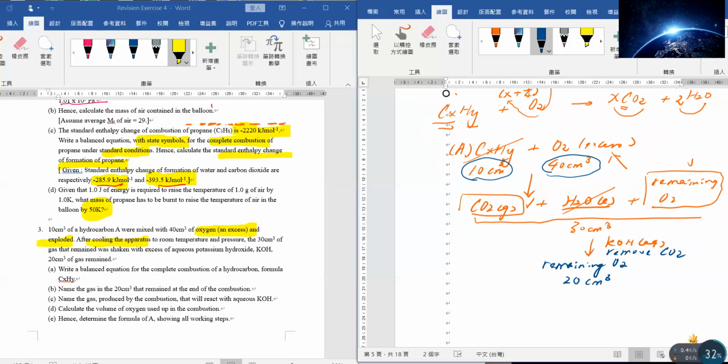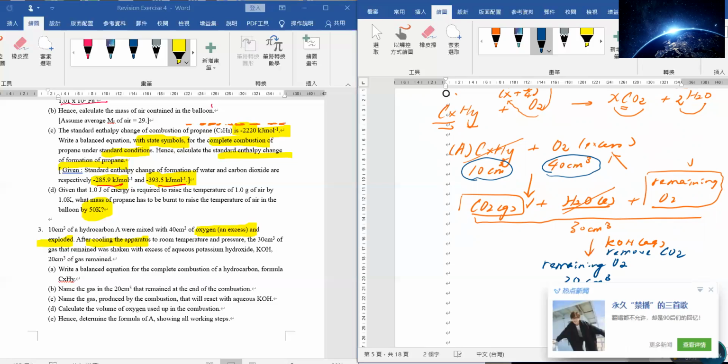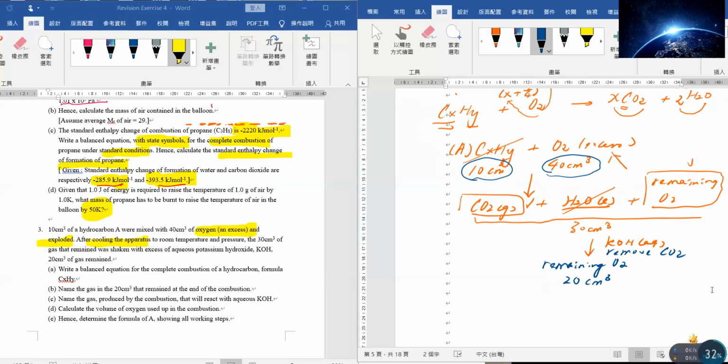And after shaking this gas mixture with potassium hydroxide solution, the volume of the gas was reduced to 20 cm cube because the carbon dioxide is absorbed, as potassium hydroxide is alkali, okay? Name the gas in the 20 that remained at the end. Well, easy, all right? So the remaining gas, name, it will be oxygen, all right?